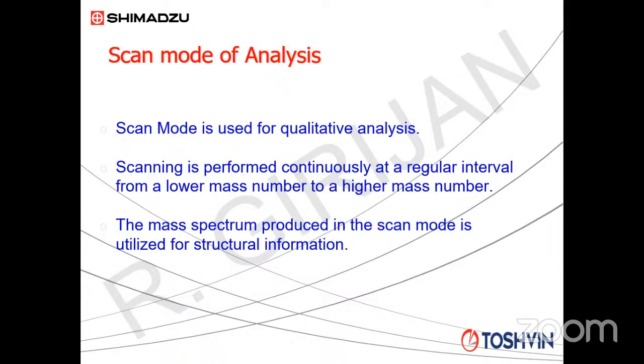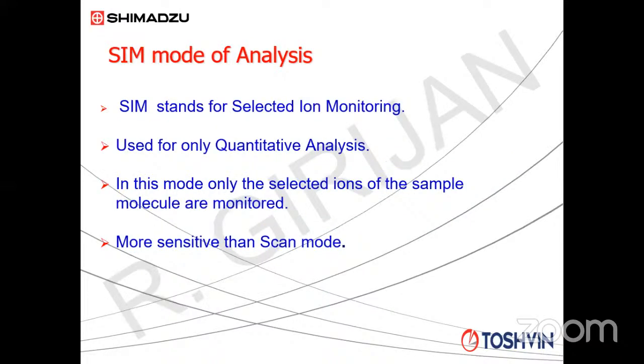But if you want to do a quantitative analysis, you have to use a different mode, which is known as SIM mode, selected ion monitoring mode. It is used only for quantitative analysis. Never ever do a qualitative analysis by SIM mode. You will get a totally wrong result. SIM mode is to be used only for quantitative estimation. That's all. Selected ion monitoring, you have to select the ions.